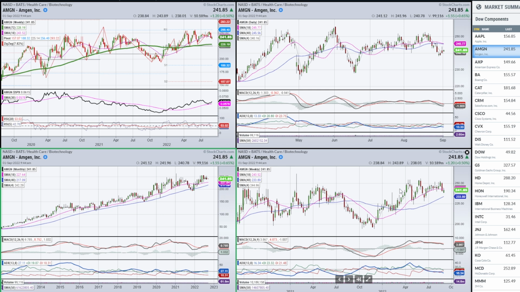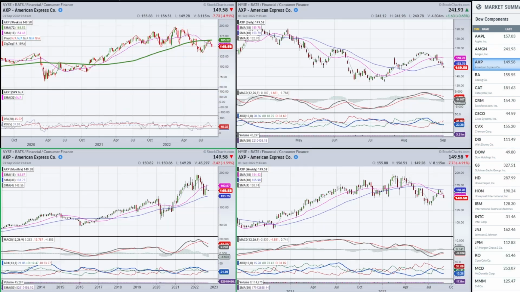Amgen is interesting as well. This is another one with a low ADX condition that I think has just been moving sideways. I want to see this break out through 250 with some emphasis. That really would be the impetus to get things going here. If it doesn't, then I think it just stays in this trading range between 225 and 250.